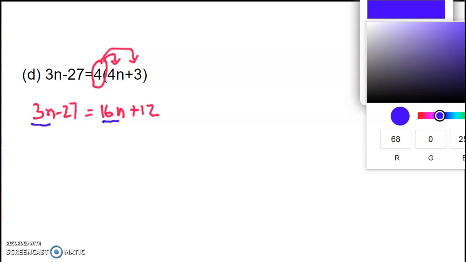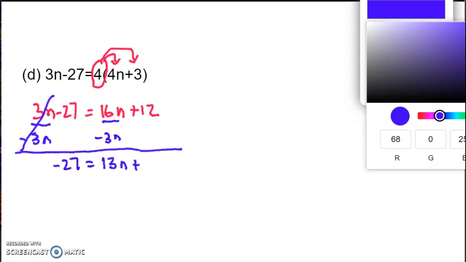So we have 3n here and 16n here. We need to get rid of one. 3n is being added to this side and 16n is added to this side. So I can just subtract one of them. I could just subtract 3n. I could have subtracted 16n from both sides. That would have worked out fine too. So 3n minus 3n goes away to 0, and you're just left with negative 27 is equal to 16n take away 3n. 16 minus 3 is 13n plus 12.